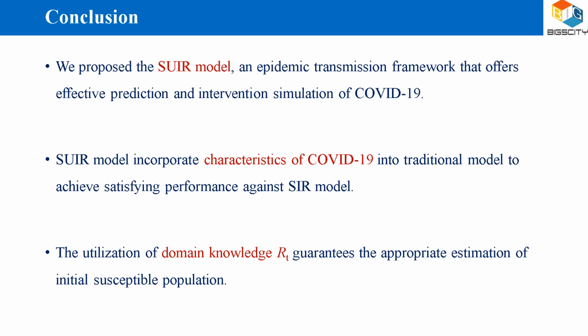To sum up, in this paper, we propose the SUIR model, an epidemic transmission framework that offers effective prediction and intervention simulation. By incorporating the characteristics of COVID-19, the SUIR model achieves satisfying performance against the SIR model. The utilization of domain knowledge guarantees the appropriate estimation of the initial susceptible population.